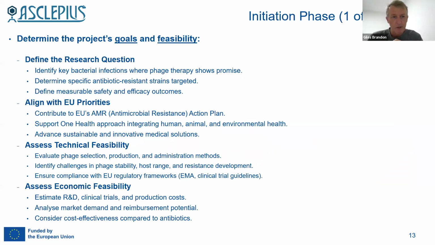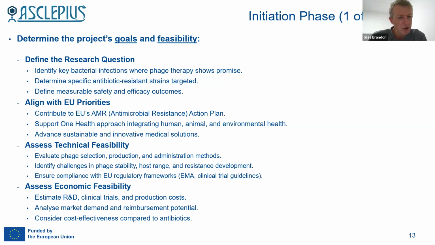What are we thinking about this? So we need to define the project's goals and consider their feasibility. Now, if we were thinking about a project dealing with research concerning bacteriophages, defining the research question. I'm not saying it would definitely be these things, but these are the sorts of points that we might want to consider. So in defining the research question, we probably need to identify some key bacterial infections where phage therapy shows promise. We probably need to determine specific antibiotic-resistant strains that will be targeted. We need to define probably some measurable safety and efficacy outcomes.